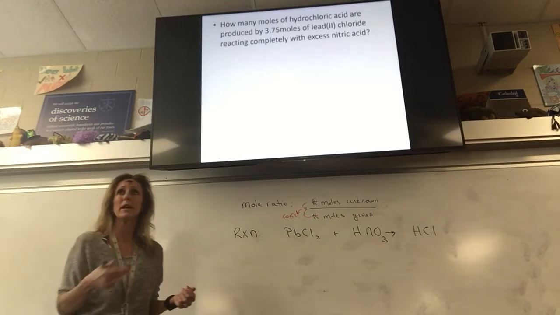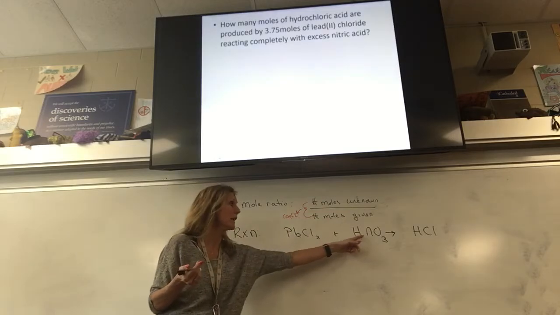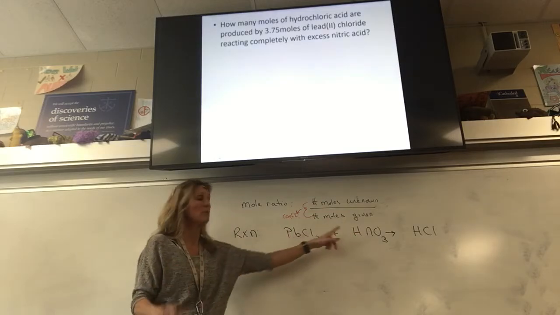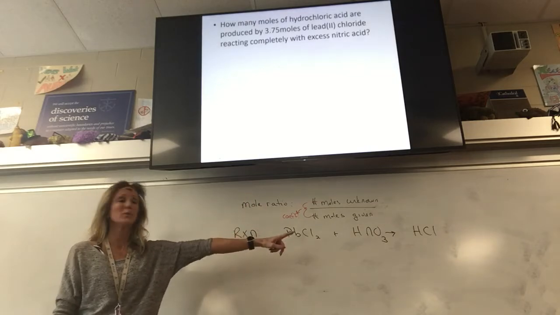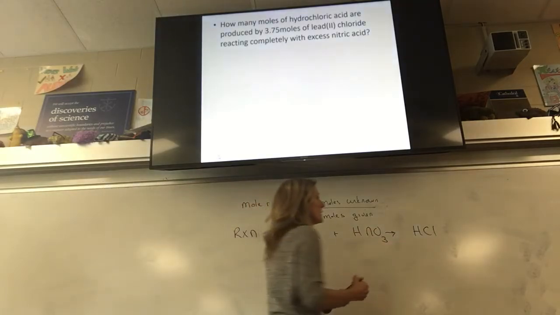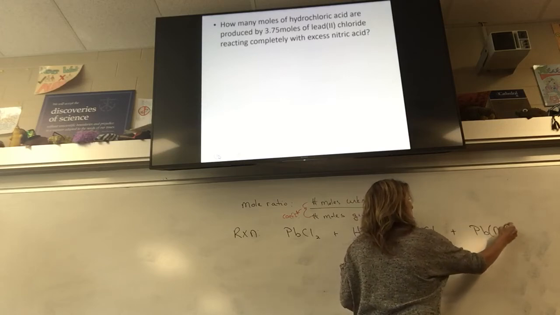So again, that's where last chapter comes into play, knowing I've got a salt and an acid, so I'm going to do a double replacement and trade the hydrogen and the lead to form a new salt and a new acid. So here's our new acid, and then our new salt would be the lead(II) nitrate.